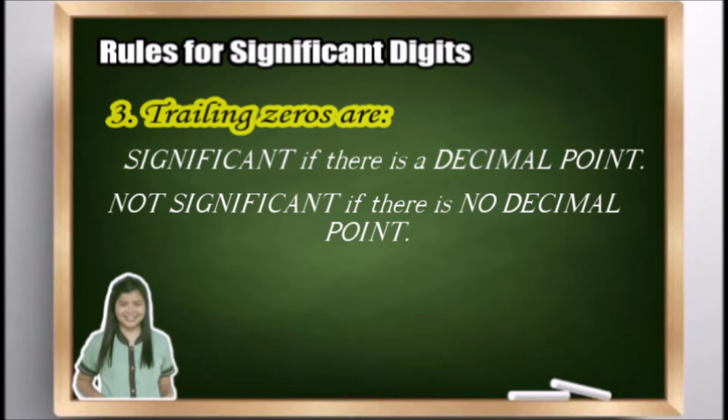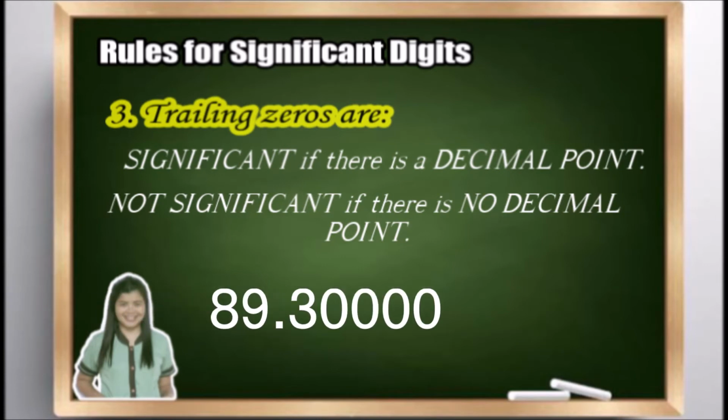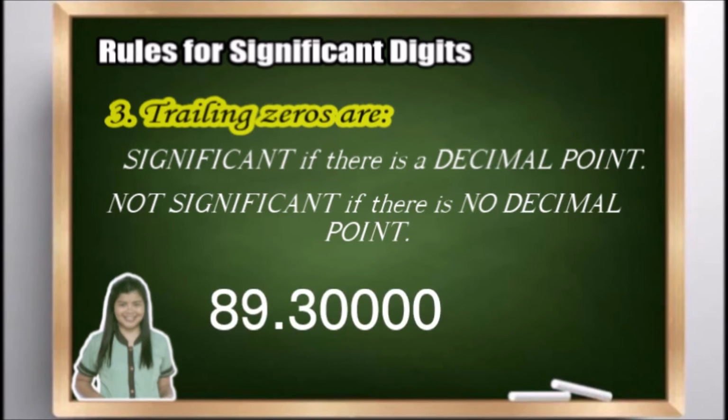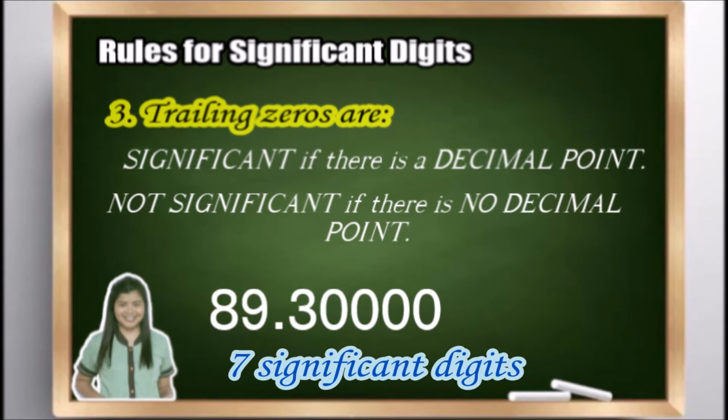Another example, we have 89.30000. So in this example, it has trailing zeros and a decimal point. So these trailing zeros here can be counted as significant. So mahimo siyang significant, makount siya as significant digits. Kaya naaman siya decimal point. So there are 7 significant digits in 89.30000.